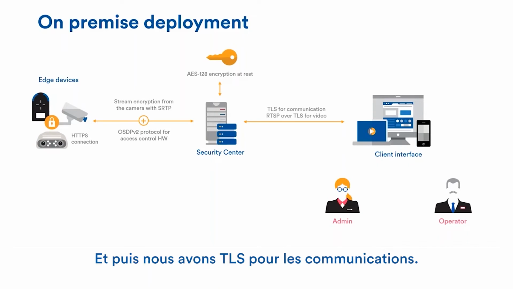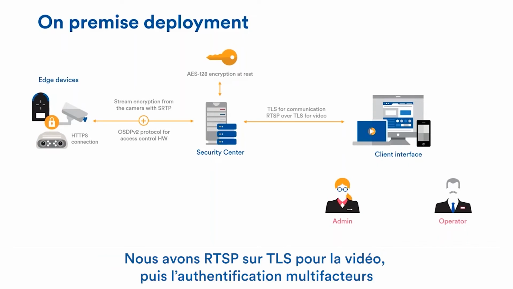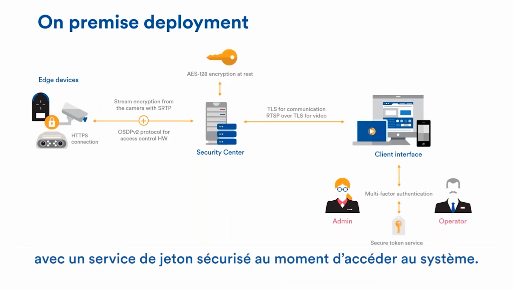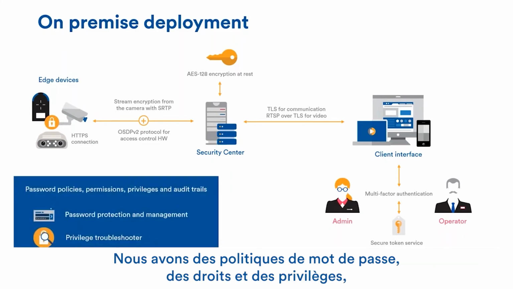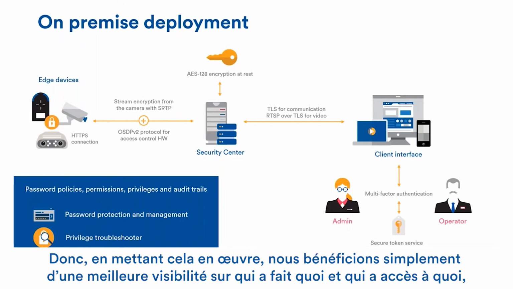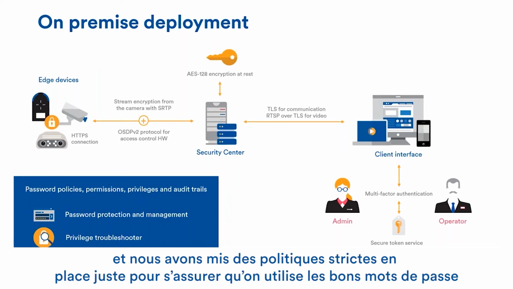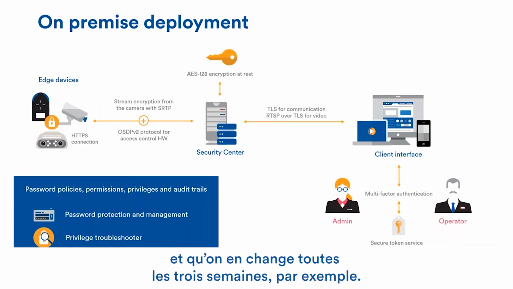And then we'll have TLS for communication. We have RTSP over TLS for video. And then multi-factor authentication with a secure token service when it comes to accessing that system. And then we have password policies, permissions, and privileges, and also the audit trails that we mentioned. By implementing that, we just have better visibility of who did what and who has access to what. And then we have stringent policies in place just to make sure that we use the right passwords and we rotate them every 3 weeks, for example.